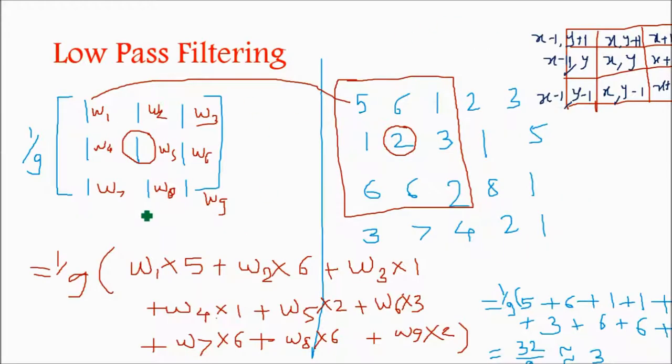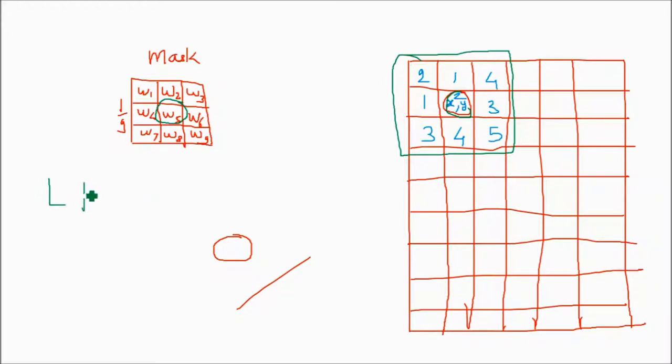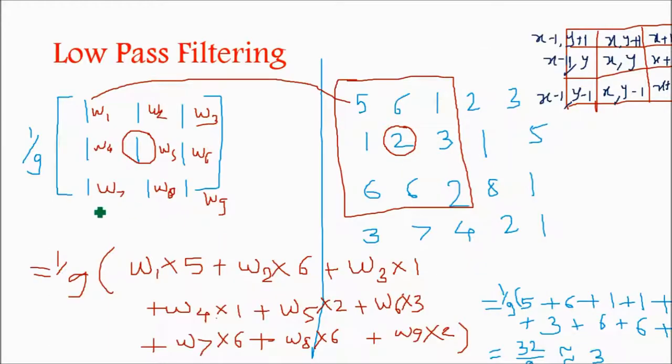We are learning low pass filtering here. For example, this is the image: 5 6 1 2 3 1 2 3 1 5 6 6 2 8 1 3 7 4 2 1, and the mask is all ones. So W1 is 1, W2 is 1, all 1. Whenever you apply it, you multiply W1 with 5, plus W2 with 6, W3 with 1, then W4 with 1, W5 with 2, W6 with 3, and so on. Then 1/9 times the sum: 5 plus 6 plus 1 plus 1 plus 2 plus 1 and so on, the answer is 32 by 9, which is equal to 3.